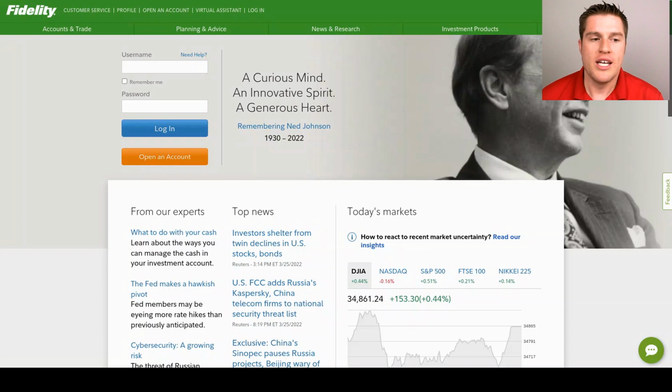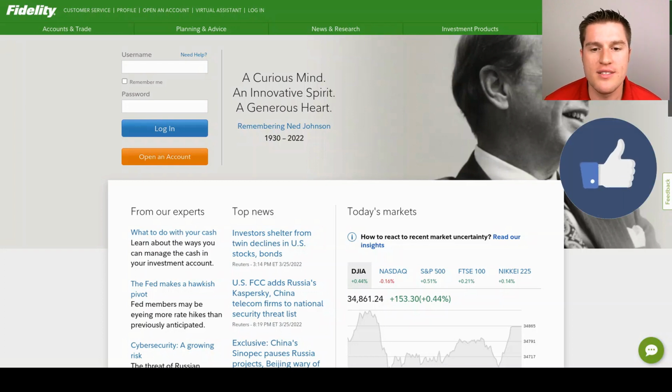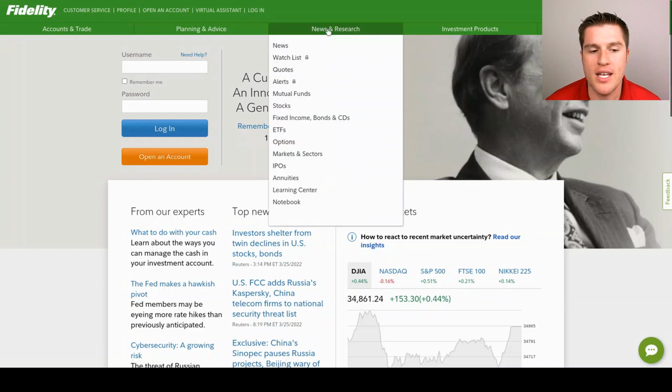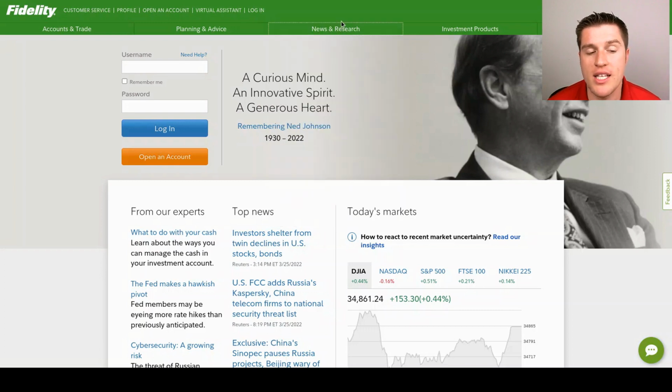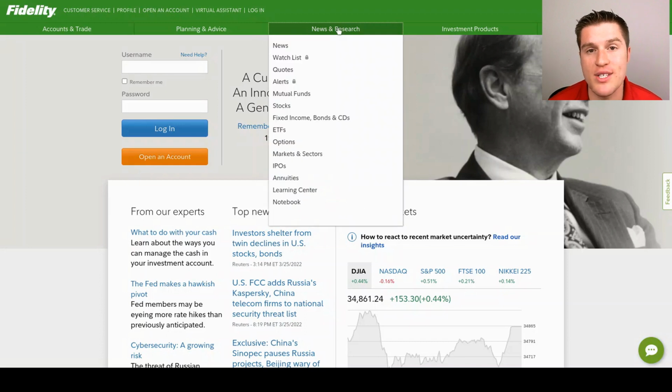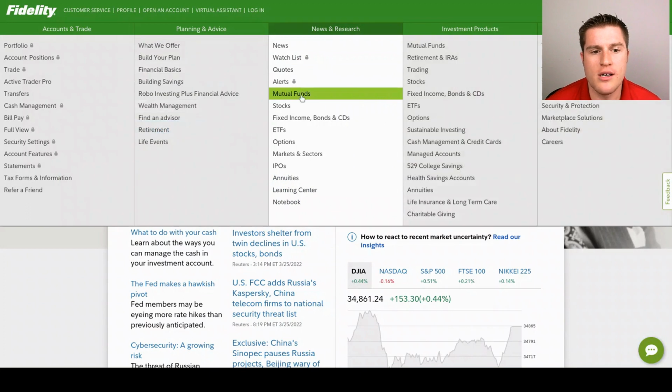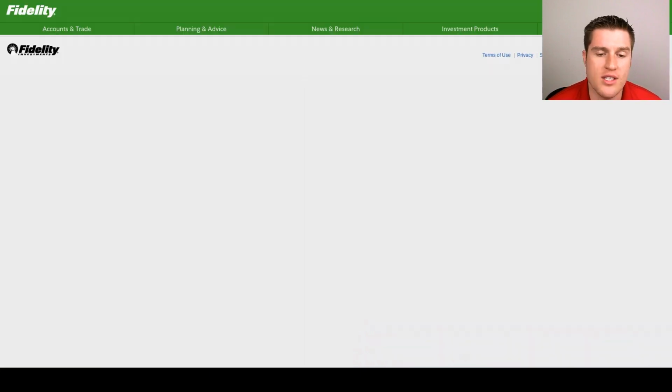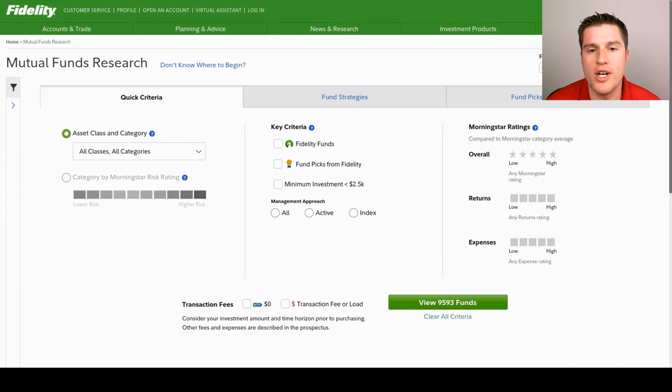All right, so if you go to the Fidelity website, you're going to want to click on this news and research button. And again, like I said, you don't even have to have a Fidelity account. If you want to buy these funds, obviously you will. But you go into mutual funds and it'll get you started on what an index fund is. So to be clear, a mutual fund is a basket of different stocks. And an index fund is one that follows a particular index. You might have heard of the S&P 500 or the total market.